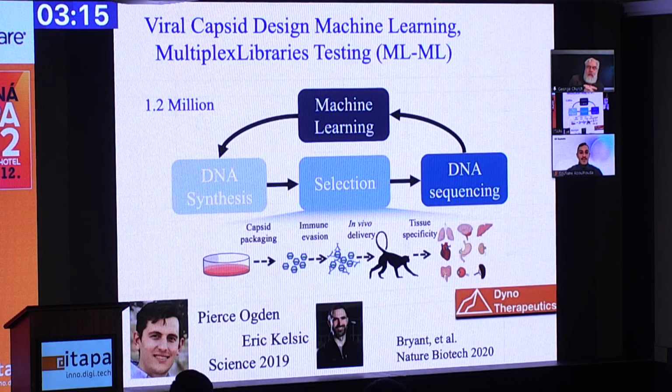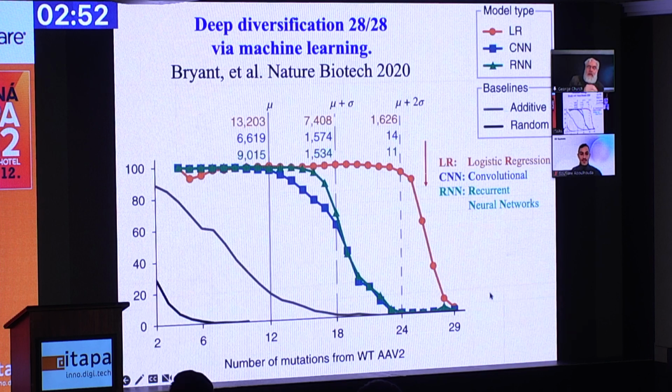Here's one of them, just a quick illustration. You can design, not mutagenize, not random, but design millions of viruses or proteins and show which tissues they go to, get tissue specificity, get immune evasion. So Pierce and Eric and their colleagues published this and formed Dino Therapeutics.